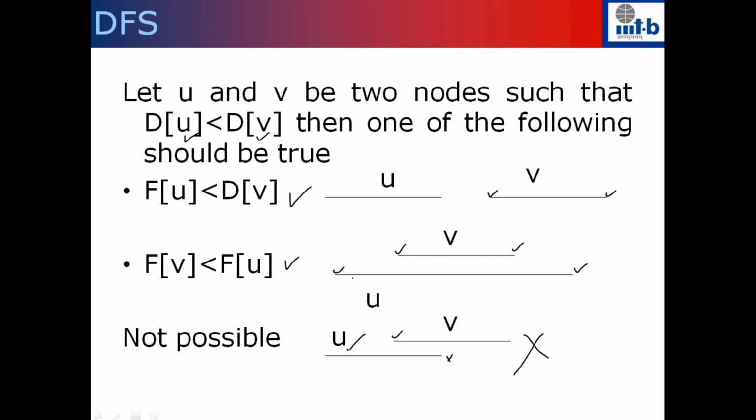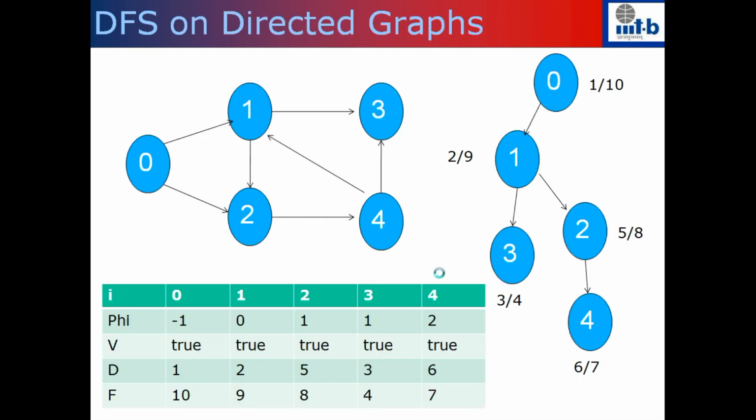In this case you pushed U, pushed V, popped V and popped U. These are the only two things that can happen. Let's look at it in an example. The interval 3, 4 is completely inside 1, 10.